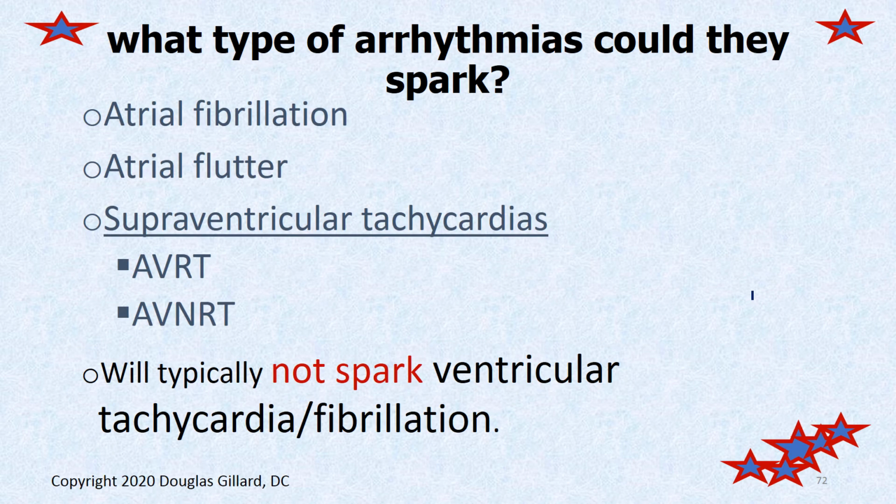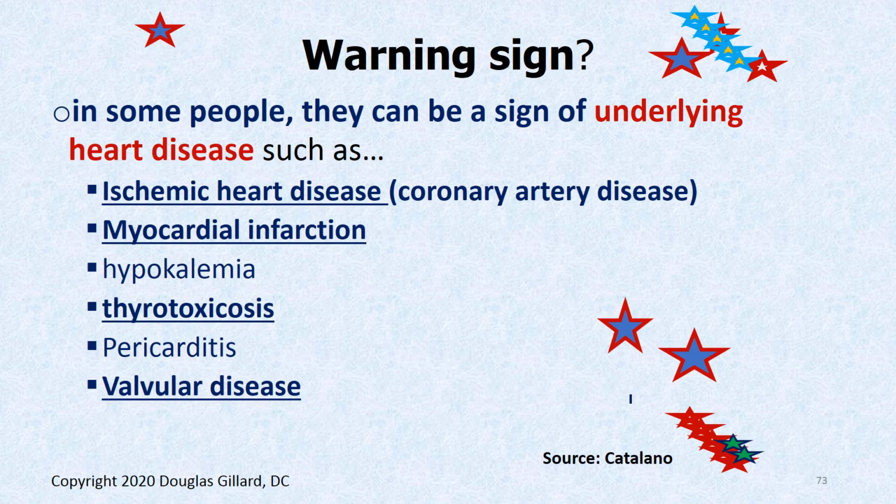What type of arrhythmia could they spark? Well, in people predisposed, they can spark atrial fibrillation, atrial flutter, and definitely the supraventricular tachycardias, AVRT and AVNRT. We'll talk about those when the time comes. They typically don't spark ventricular tachycardia or fibrillation, so that's good at least, because these will kill you. If the atria is going cuckoo, you don't even need your atria working. But you need your ventricles contracting synchronously.